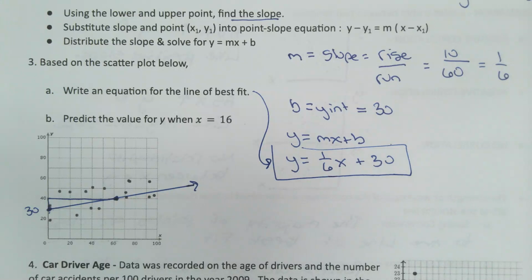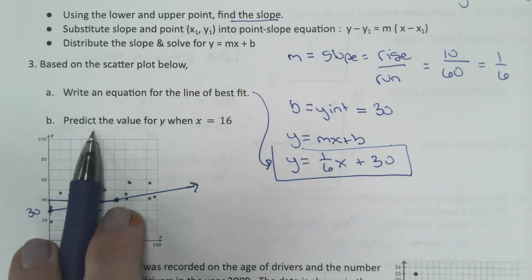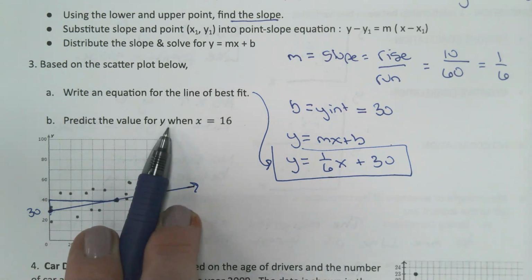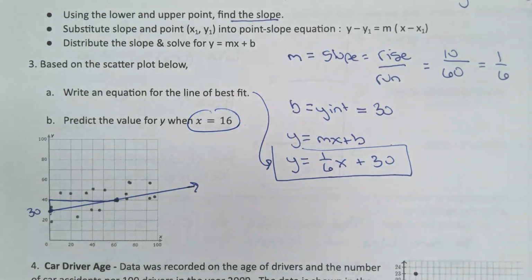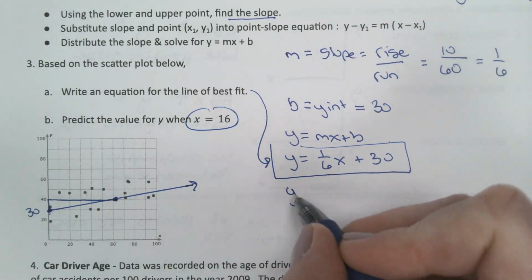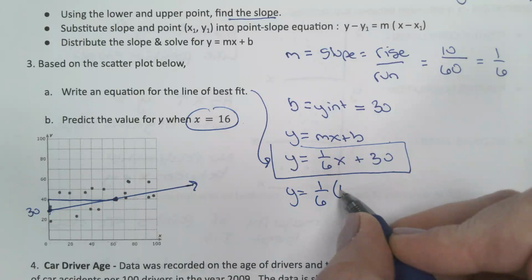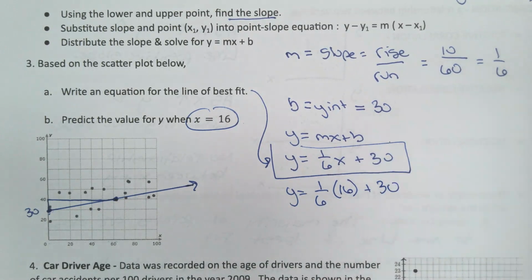So write the equation for the line of best fit. That is good. Part B says predict the y value when x is 16. All right, so it just tells you that, hey, plug 16 in for x into that equation and run the numbers. I've done this problem different every single time. One moment. Plus 30.